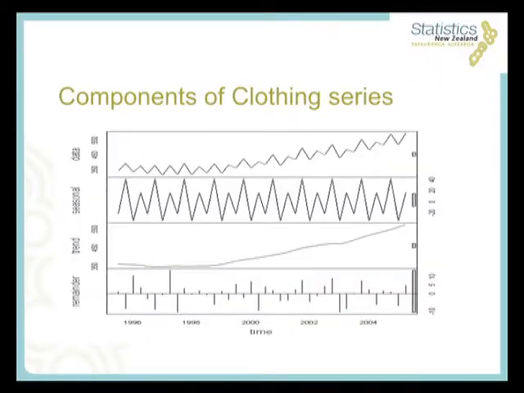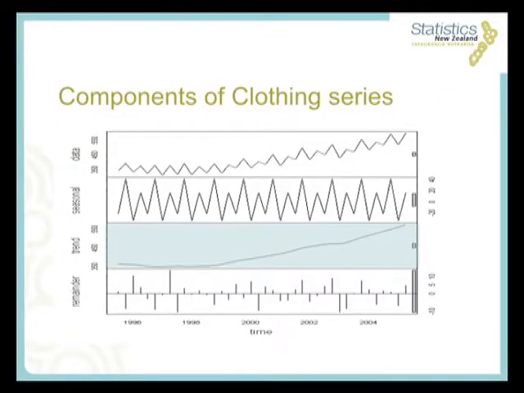And this is a chart which shows the components of that clothing series. So in the top section, we have the actual series, just as we had in the original graph. The seasonal component is shown here. Now, this is not the seasonally adjusted series, remember, because the seasonally adjusted series is the actual series without the seasonal component. So here is the seasonal component. You can see how regular it is, quarter to quarter, and that's just smashing. It's a lovely seasonal series.